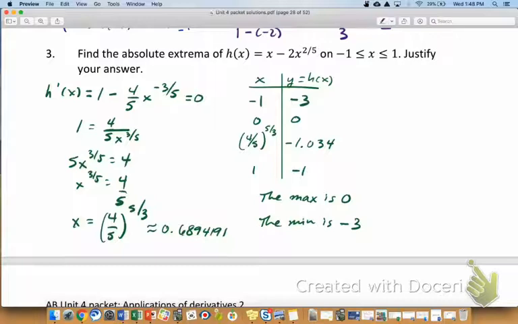Okay. Remember, all of your candidates are endpoints and critical numbers. Endpoints are obviously -1 and 1. So 4/5 to the 5/3 is obviously... Why would 0 be a critical number? Why would x equals 0 be a critical number?